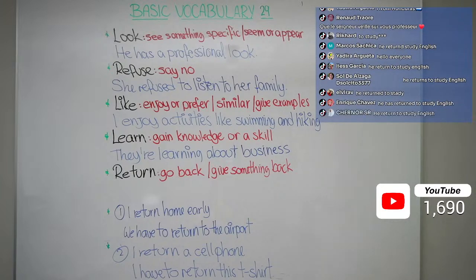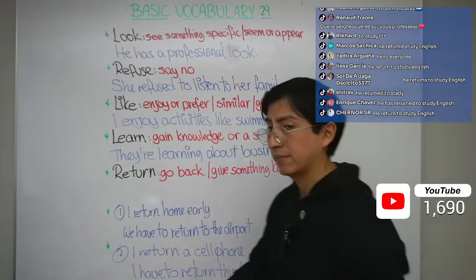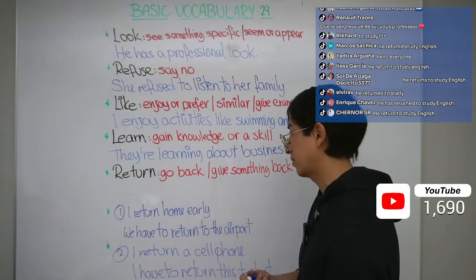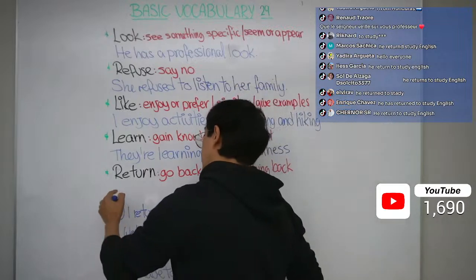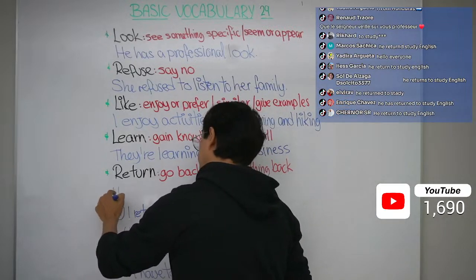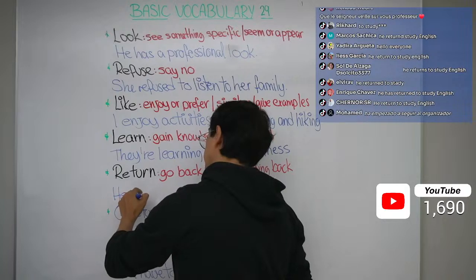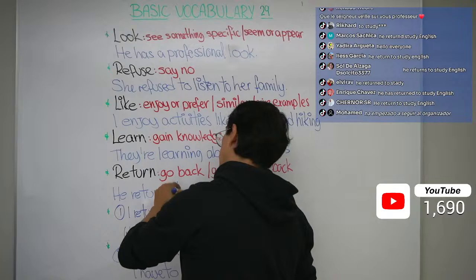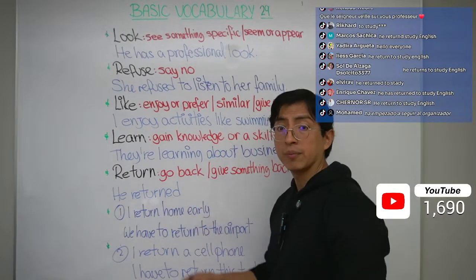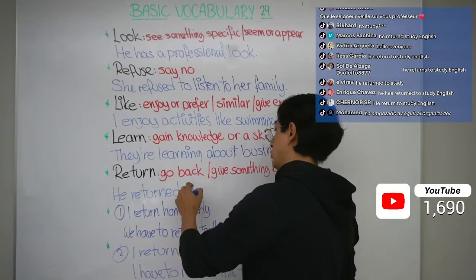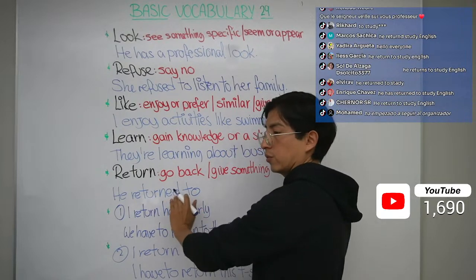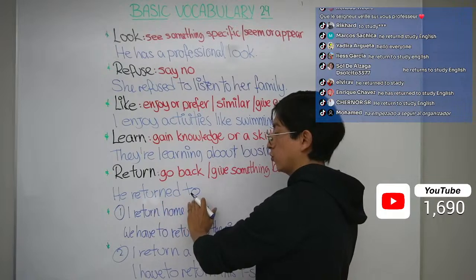Okay, let's start with this sentence, guys. I'm going to show you something very interesting about this text. Number one, "he returned" is simple past. "He returned to." This is very curious, guys, because you can say this, no? "He returned to."